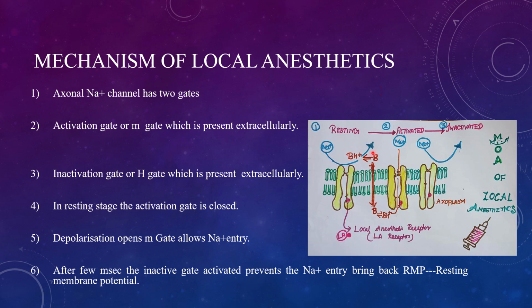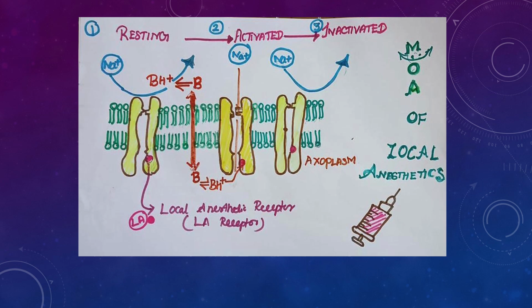Now we'll see the diagram you have to draw for your exam. In the neuron you have the axoplasm. Similar to the cell membrane, you also have the membrane, that is the myelin sheath, and the sodium channel. It exists in three states with two gates. In the resting state it is like this, in the activated state it allows the entry of sodium, and in the inactivated state the sodium channel gate closes and prevents the entry of sodium. In the next slide, we'll see the exact mechanism of local anesthetics.